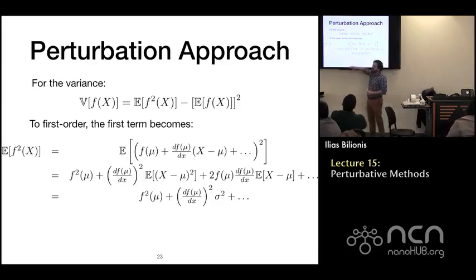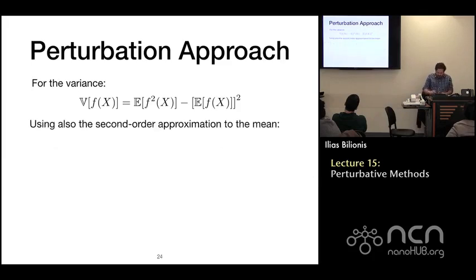But what about this term here? This term here gives you the variance of x. That's expectation of x minus mu squared. This is the definition of the variance. So at the end of the day, you're going to get the square of mu plus the second derivative of f at mu squared times the variance of your random vector.